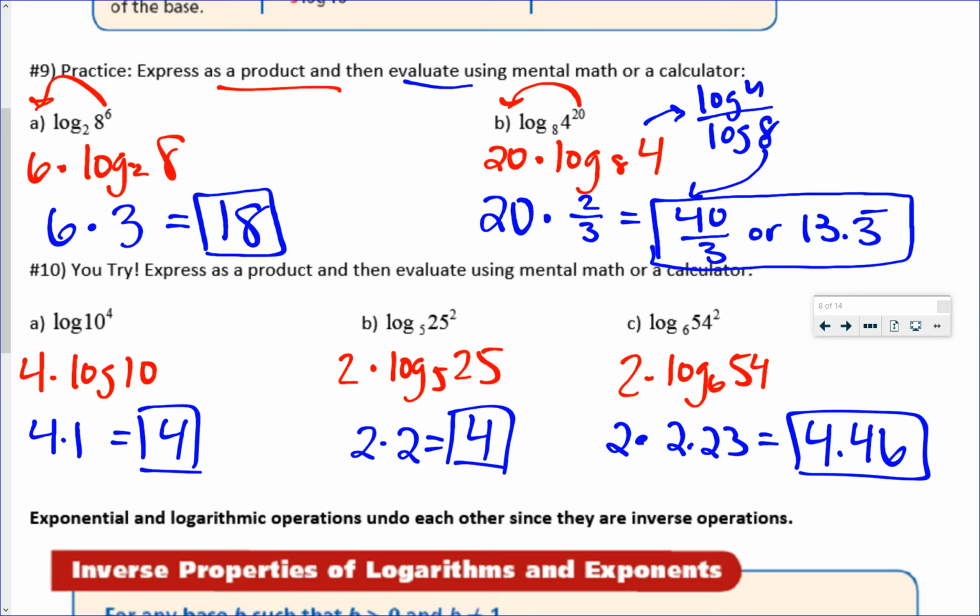Questions on any of these? I don't understand this. Which one? Any of it. I just don't. Did you get any of the other problems? The adding, the dividing, did you get any of those? I just meant this section.